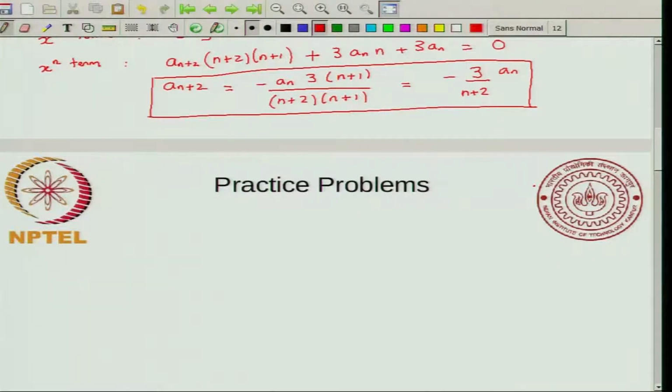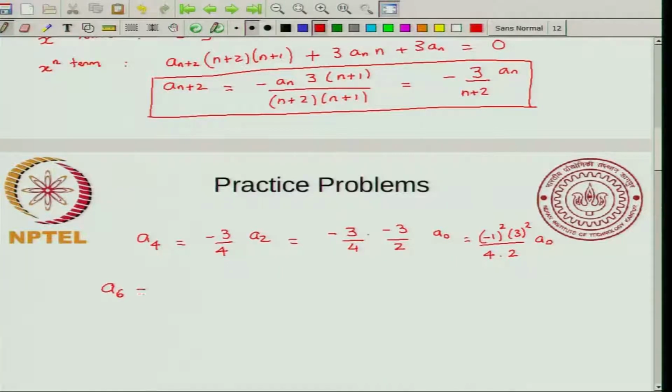look at a4. Using this relation, a4 is minus 3 divided by, now n equal to 2, so it is a2 into minus 3 divided by 4. And a2 is nothing but minus 3 by 2 a0. So it is minus 3 into minus 3 divided by 4 divided by 2 a0, which is equal to minus 1 square 3 square divided by 4 into 2 a0.